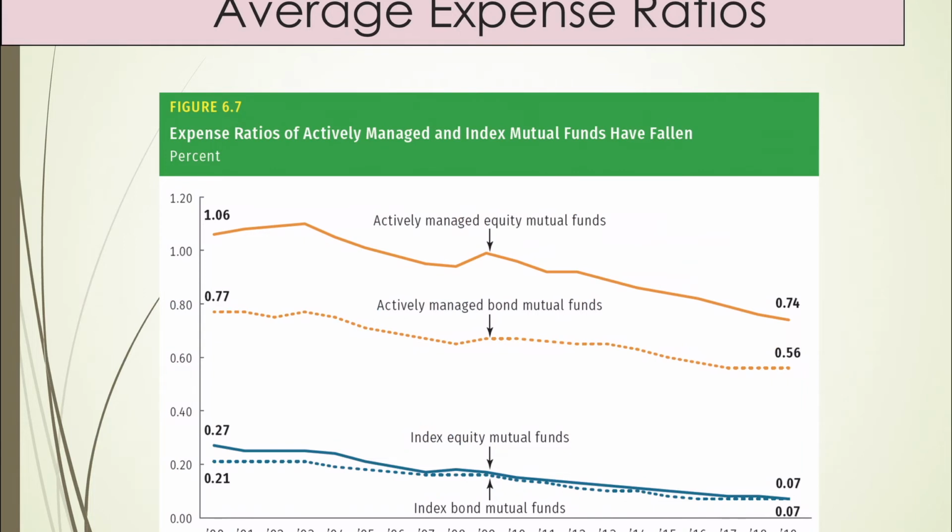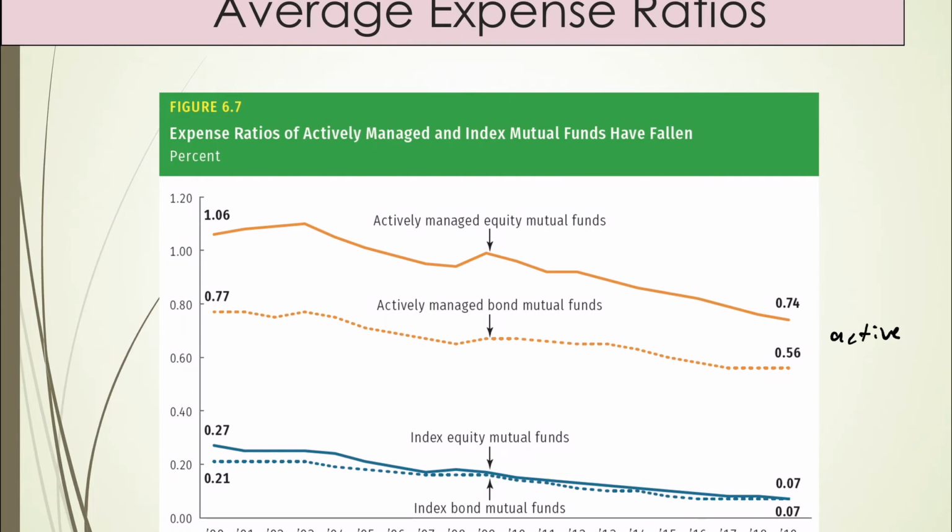Looking at average expense ratios, once again, just providing some context on these different expense ratios that are charged. As I mentioned previously, actively managed fund expense ratios are higher than passive. In this case, these are index fund fees. But this just gives you a little context on the expense ratio of actively managed versus index mutual funds.